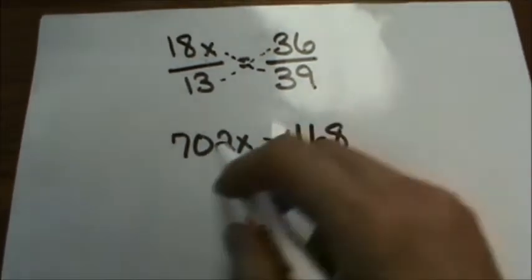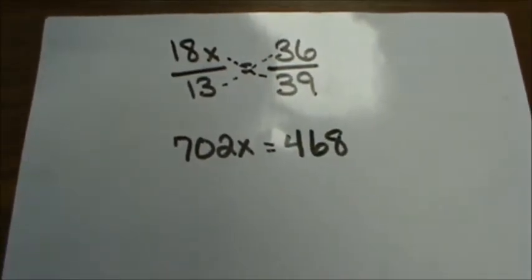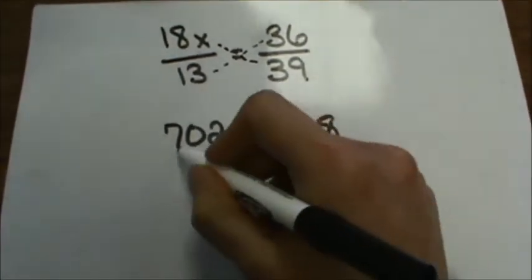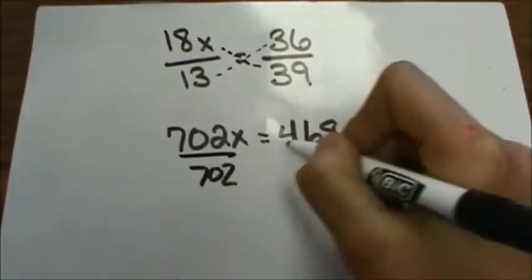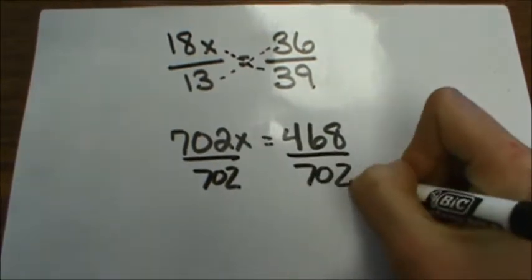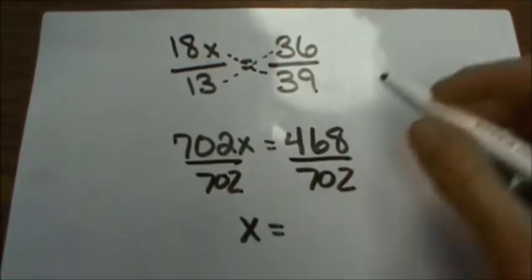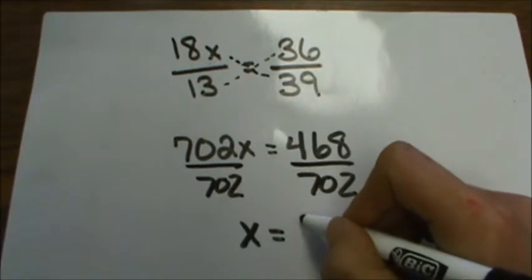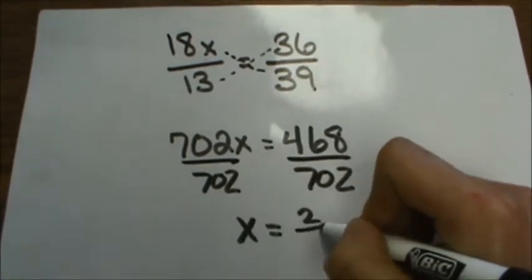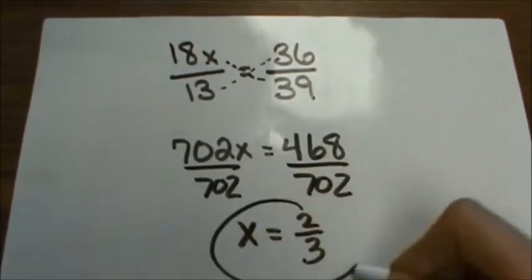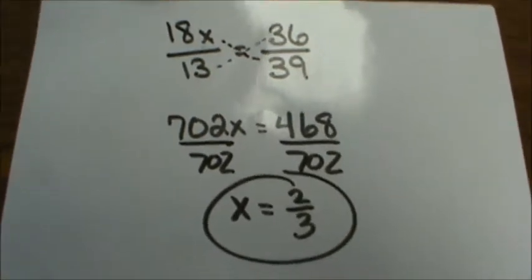And now this is just a regular equation that we've learned how to solve in Chapter 3. I'm going to solve for x by dividing by 702. When I reduce this fraction, I'm going to end up with 2/3. That is the value for x.